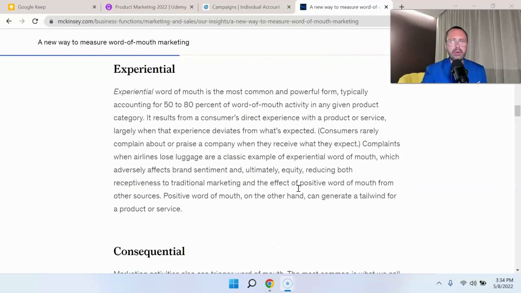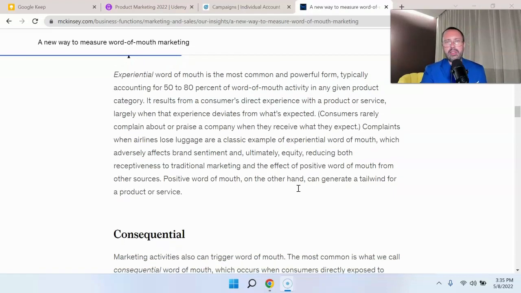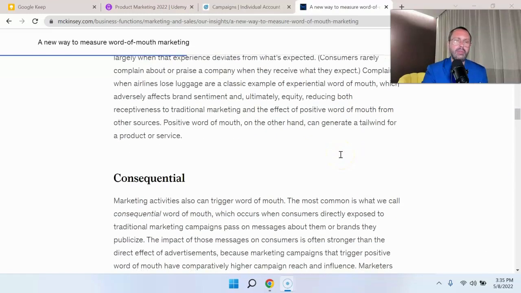So the first is experiential. Essentially, what this means is people use your product, and based on their experience using it, they choose to talk about it. And sometimes the way they talk about it is bad. For example, when airlines lose your luggage, you're apt to complain about that. So what's particularly important here is stimulating positive word of mouth. And we'll get to some details about that in a moment.